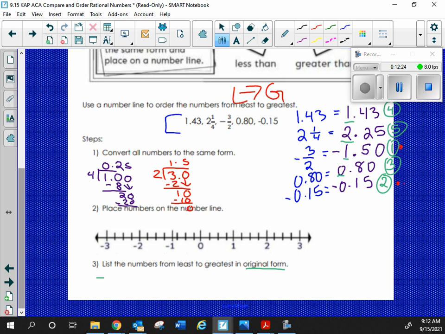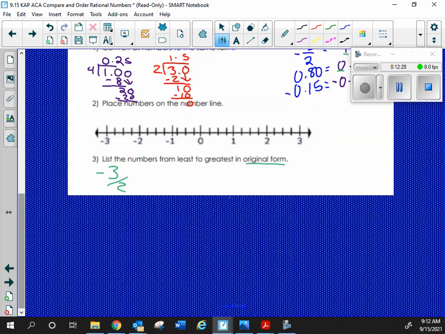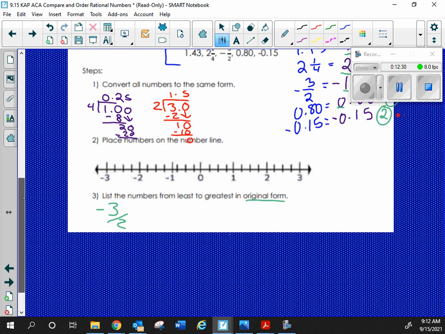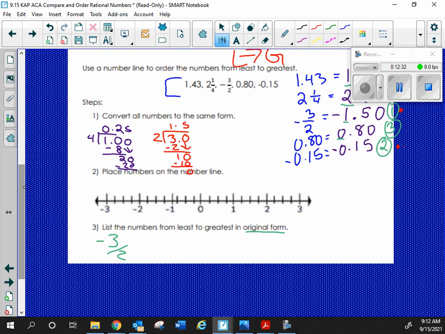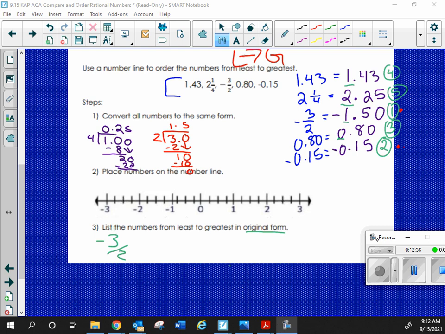So first one's -3 halves. A little one. Why does that make sense? I'm sorry? That does not make sense? Okay, for what doesn't make sense? What was the bigger number? Is that like ordering least to greatest? Correct. Okay, so why is this one smaller than the other negative? Yeah. Okay, so think about the number line.